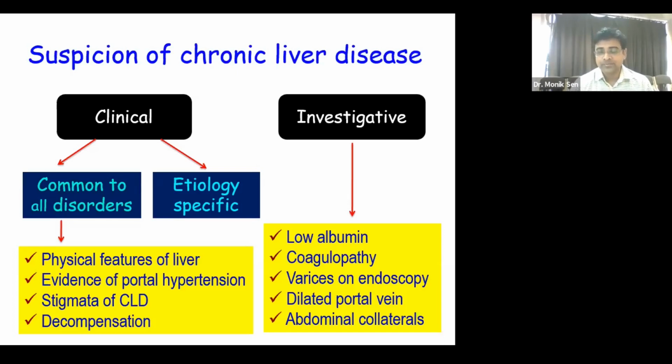that means ascites, encephalopathy, variceal bleed. Sometimes you may have a situation where the child is more or less asymptomatic. There might not be overt features clinically, but on investigation you have a doubt. That means there is a low albumin or coagulopathy that suggests the synthetic function of the liver is affected, varices on endoscopy, dilated portal vein on an ultrasound, abdominal collaterals that are seen on ultrasound.